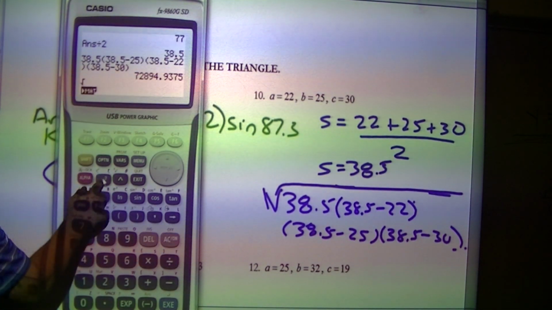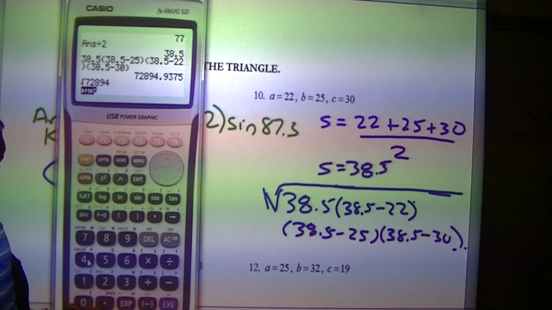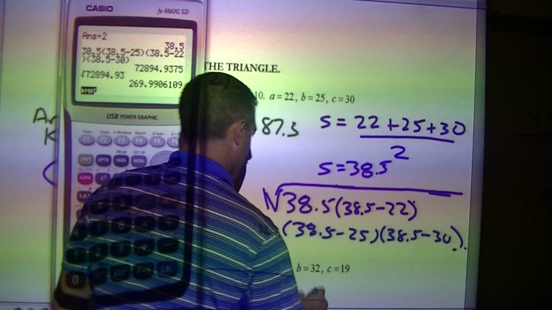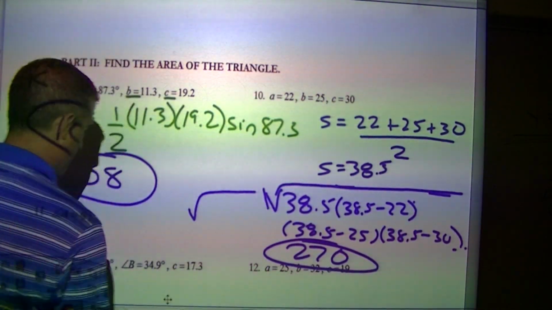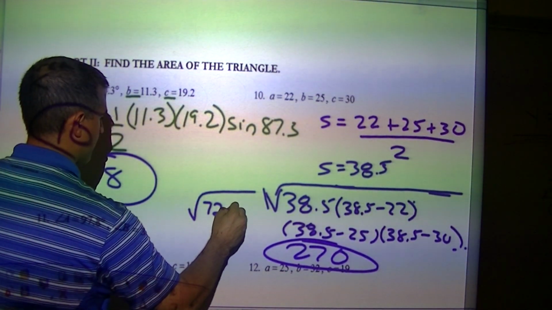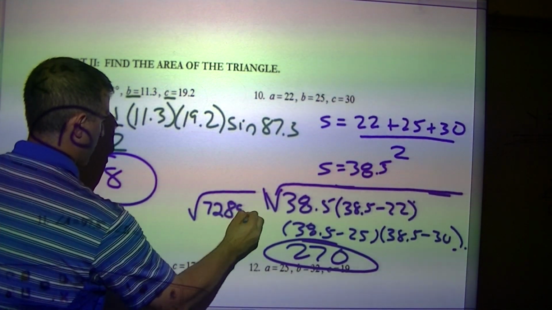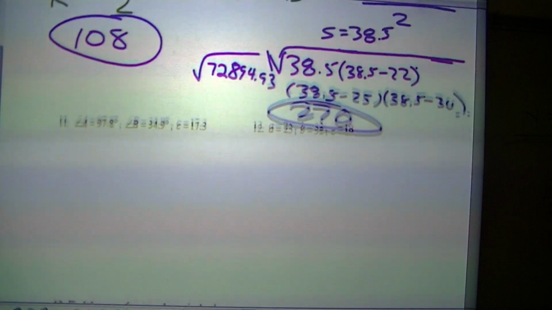Now I'm going to take the square root of this huge number, 2894. I'm going to use 2 decimals. Okay, so that area is approximately 270. Okay, so whatever you get, so I end up taking the square root just so you can see it written down of 72894 to 894.93. Okay, all right.